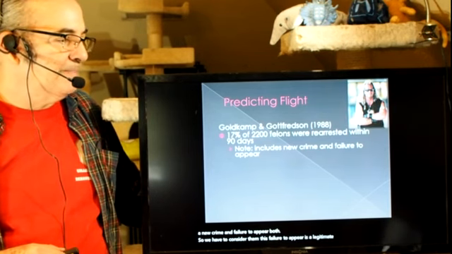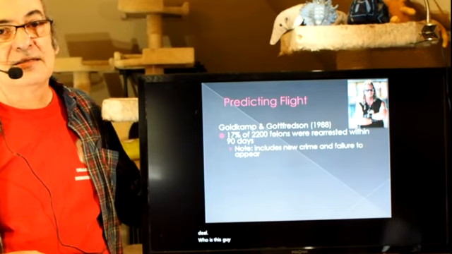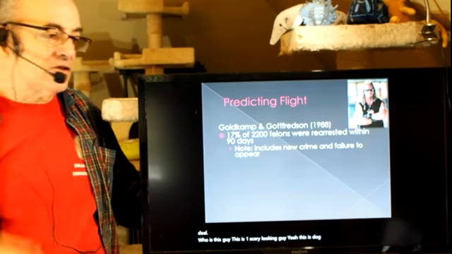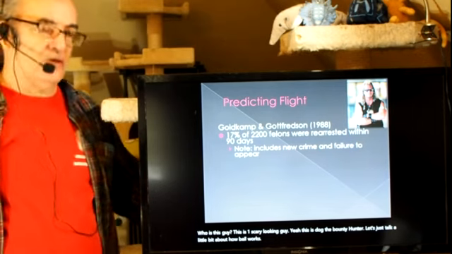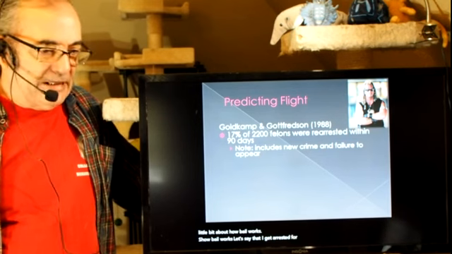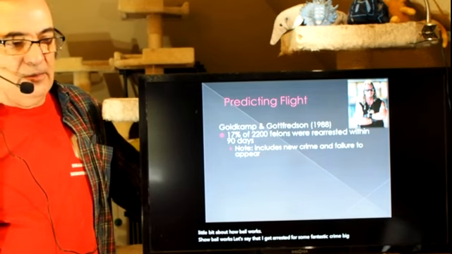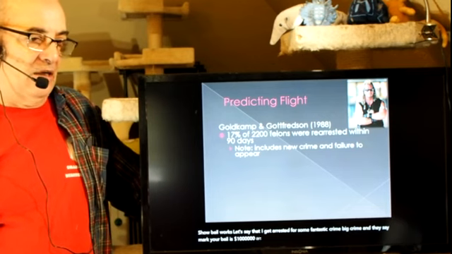But here's the deal. Who is this guy? This is one scary looking guy. Yeah, this is Dog, the bounty hunter. Let's talk a little bit about how bail works. Let's say that I get arrested for some fantastic crime, a big crime, and they say, Mark, your bail is $1 million. And I say, I don't have $1 million.